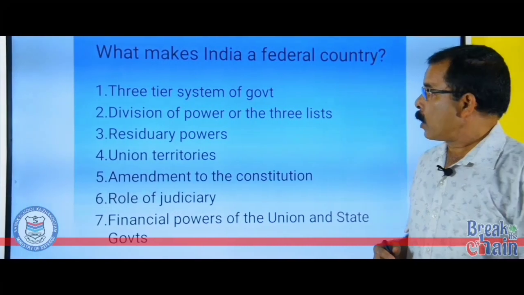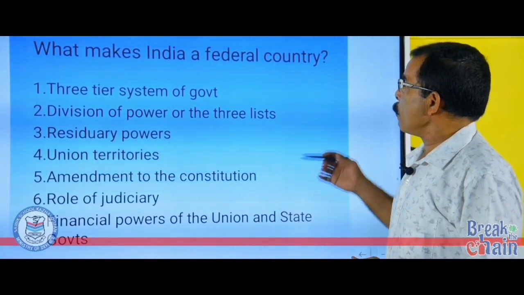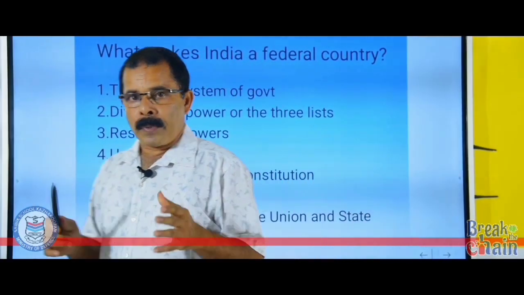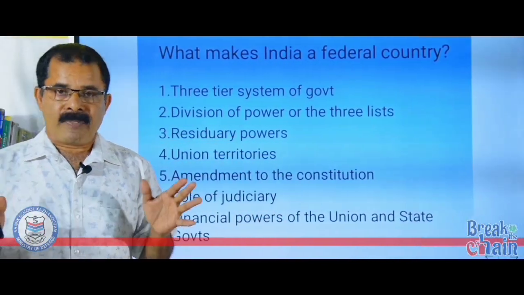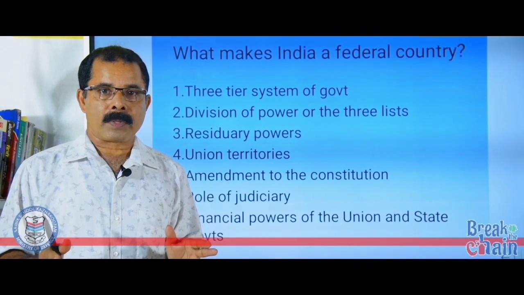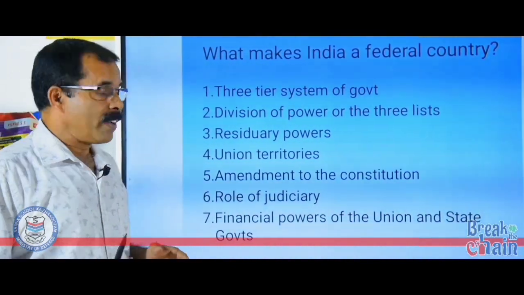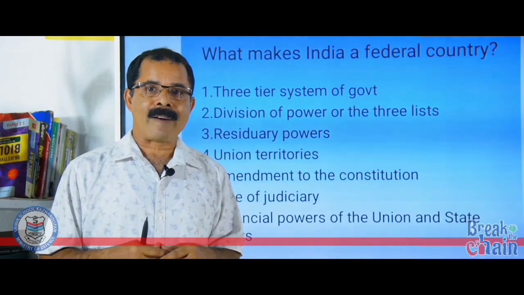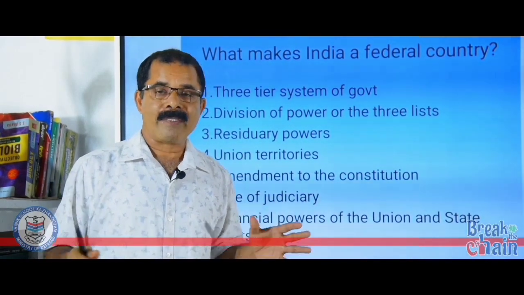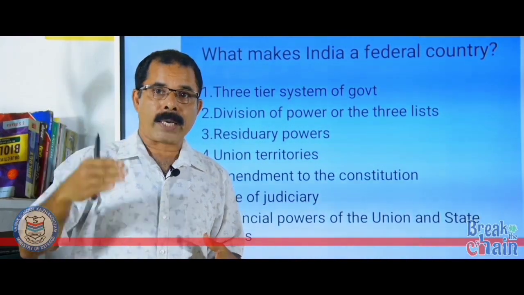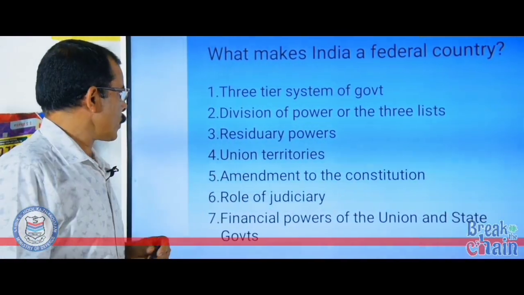Now we move on to the next point. What makes India a federal country? See, it is very important that we understand how federalism is practiced in our country. The first point: we have a three-tier system of government. You already know, we have discussed several times, that we have central, state and local governments.